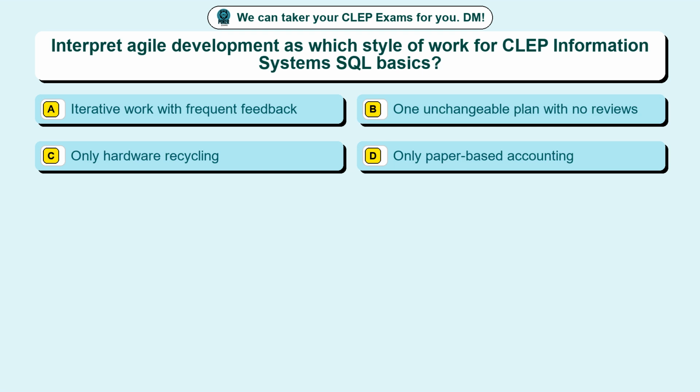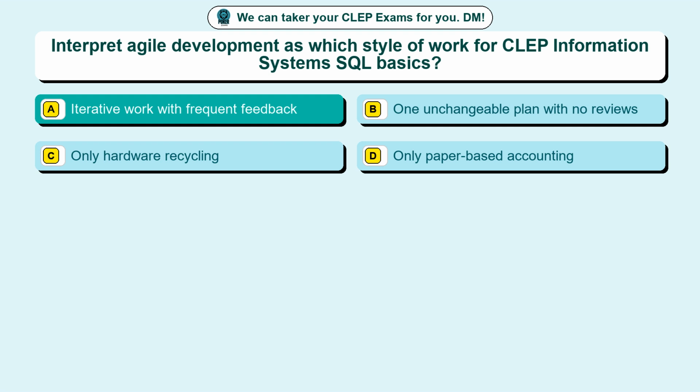Question 70. Interpret agile development as which style of work for CLEP Information Systems SQL Basics? Option A, iterative work with frequent feedback. Option B, one unchangeable plan with no reviews. Option C, only hardware recycling. Option D, only paper-based accounting. The correct answer is option A, iterative work with frequent feedback.